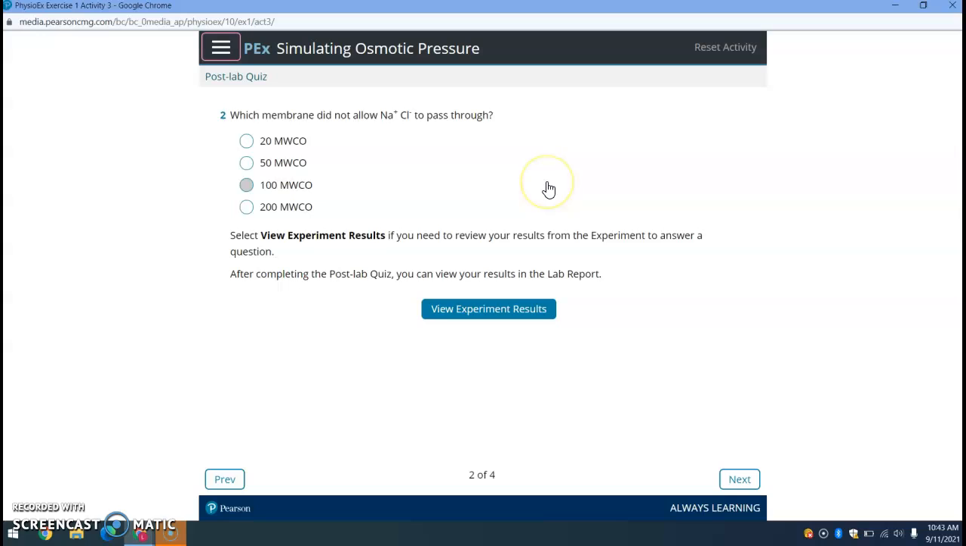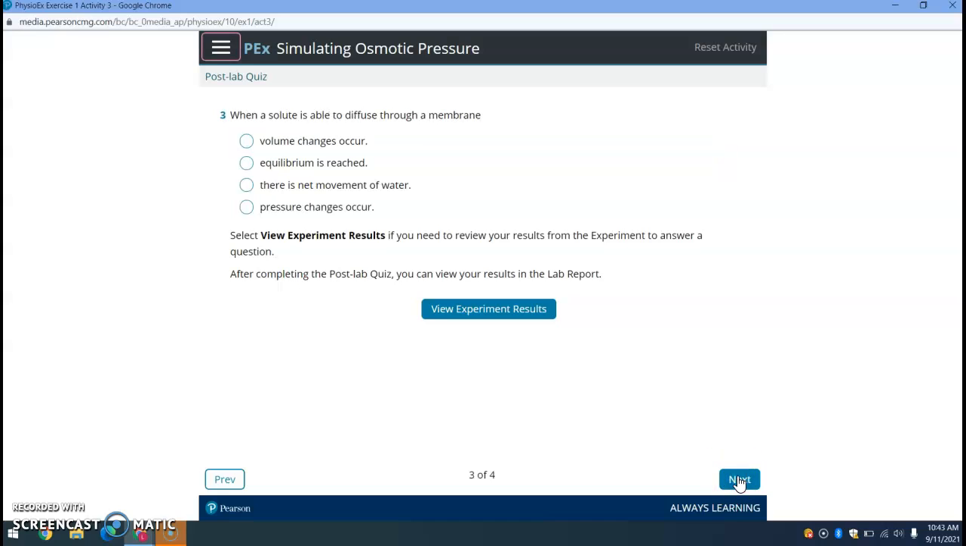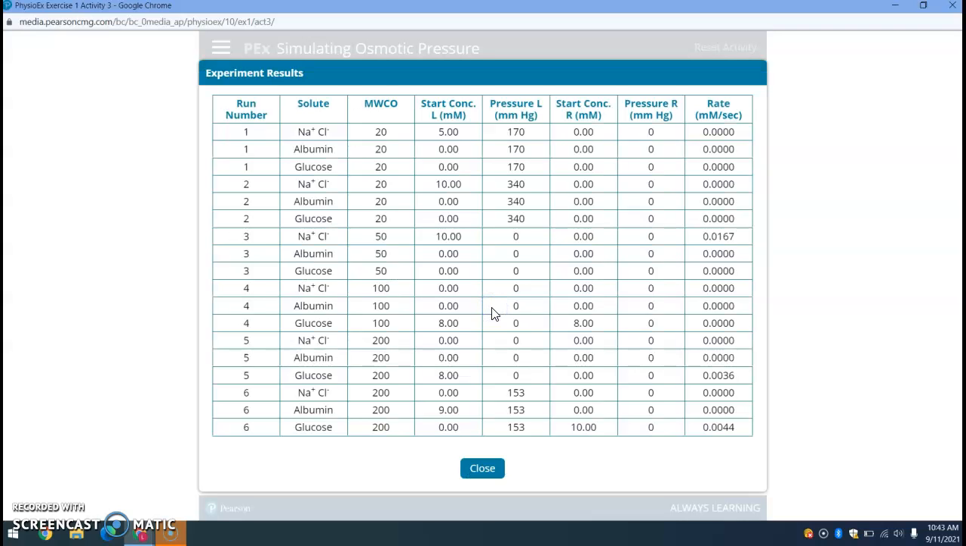Which membrane did not allow sodium and chloride ions to pass through? And that was the smaller membrane, the one with the smaller 20 molecular weight pores. But you can always go back and look at your results. Okay, so let's view our results just so you can see that.